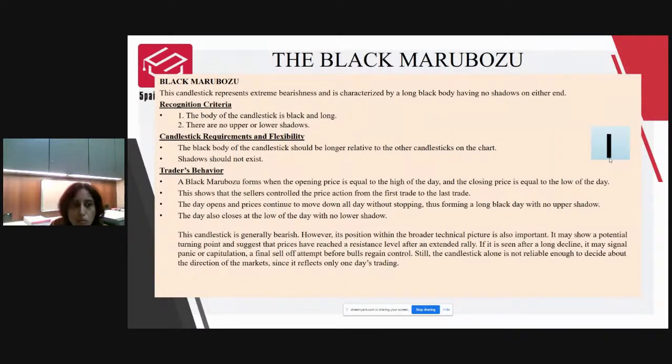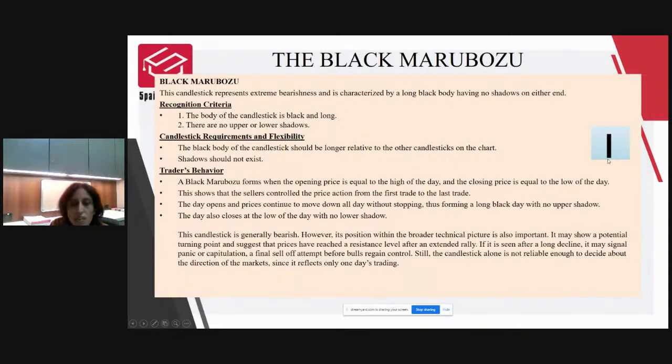So a black MARUBOZU forms when the opening price is equal to the high of the day. Where is the opening price? This is the opening price, which is equal to the high of the day, and the closing price, just look at the arrow, is equal to the low of the day.